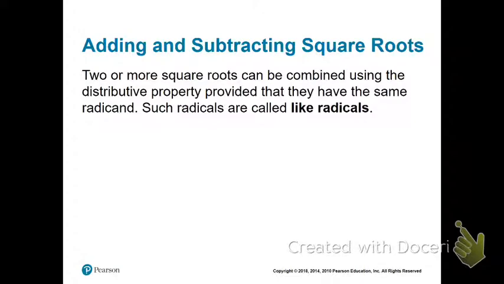It says two or more square roots can be combined using the distributive property provided that they have the same radicand. Such radicals are called like radicals. So what they mean is both of them have to be a square root if we're adding two radicals, and they have to have the same value underneath it. So like if I had this one here, then we would add our coefficients. So 1 plus 1 is 2, and we keep the radical the same.